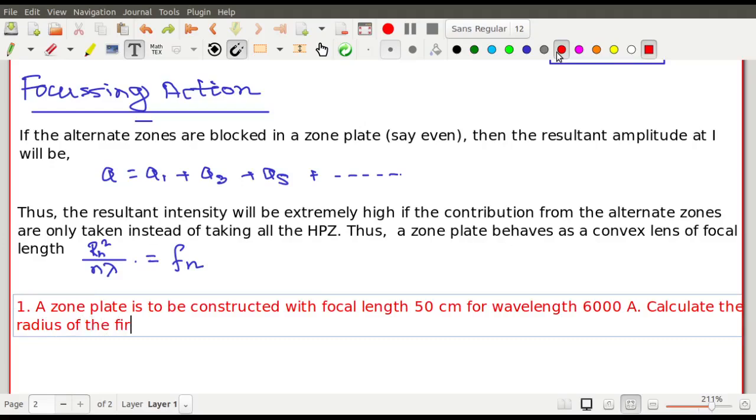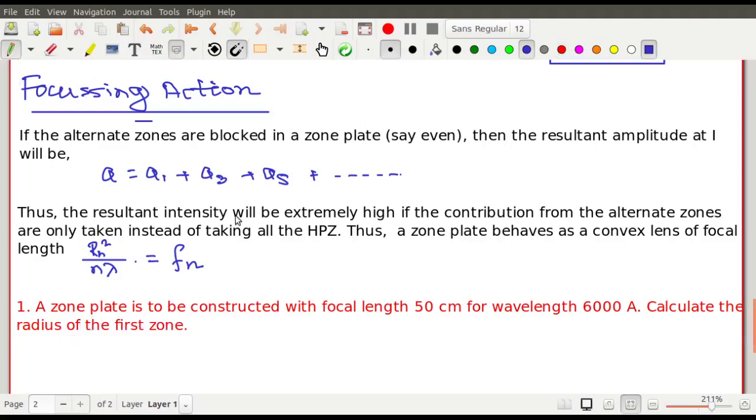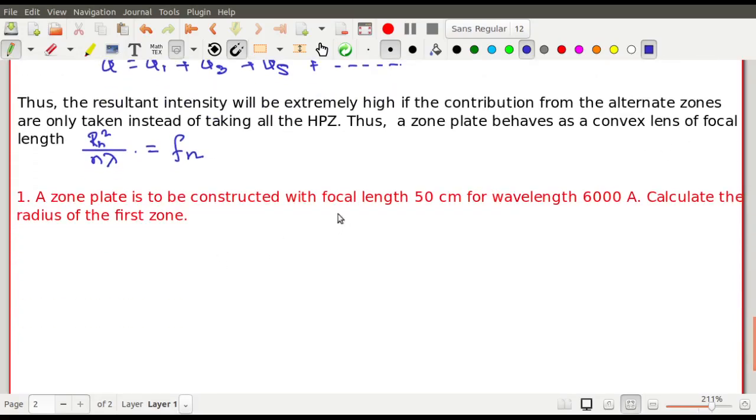A very simple problem, বুঝতেই পারছো একদম সোজা সাপটা ডাইরেক্ট প্রবলেম একটা দিয়েছি। I have provided you a very direct problem. Zone plate is to be constructed with focal length this one, for wavelength this one.